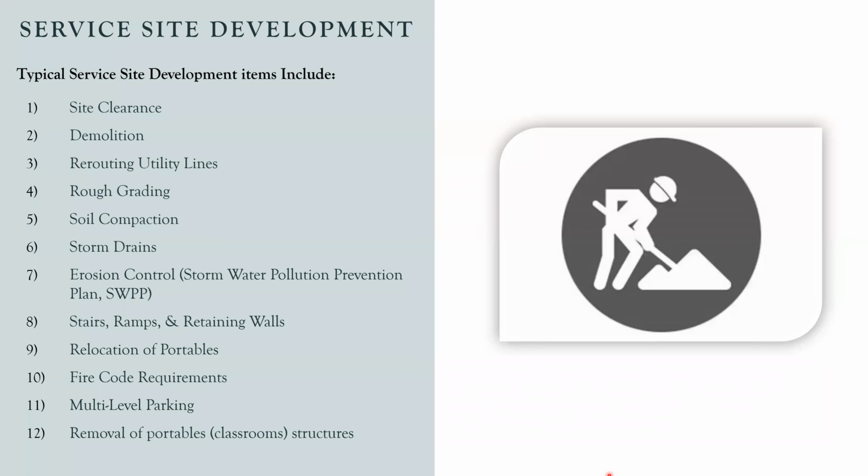Okay, so now we're going to go into each section. We're going to talk about the items that go into each section. So for example, for service site development, the typical service site development items include site clearance, demolition, rewiring of utility lines, rough grading, and you can see the rest are covered under this section.